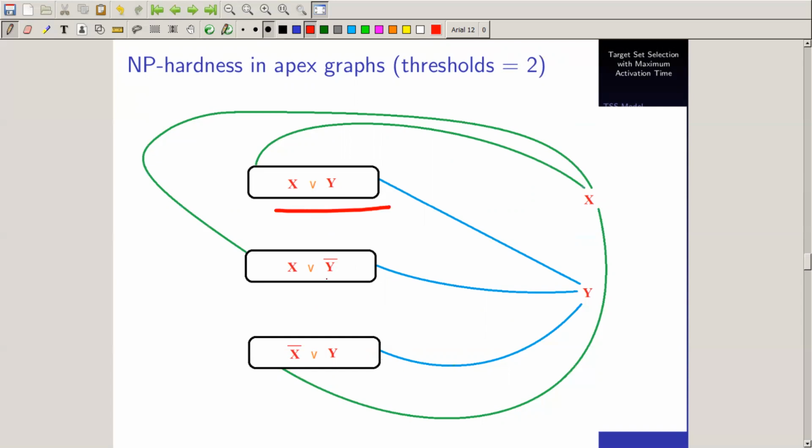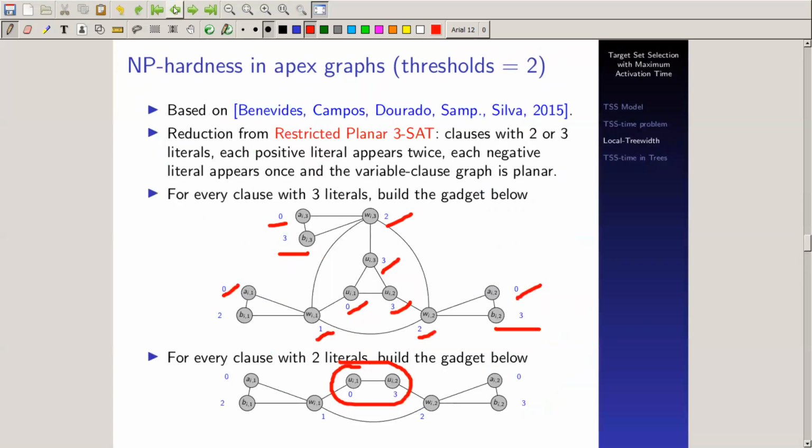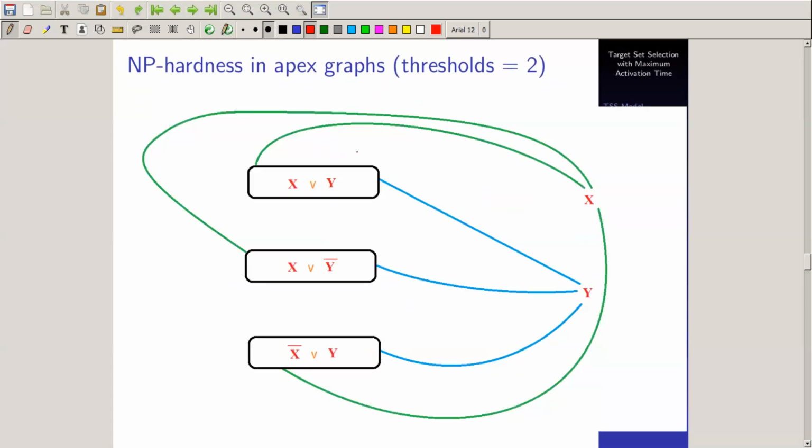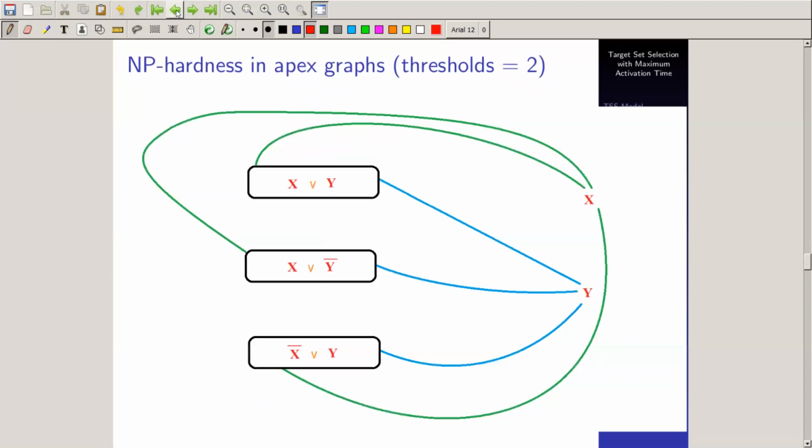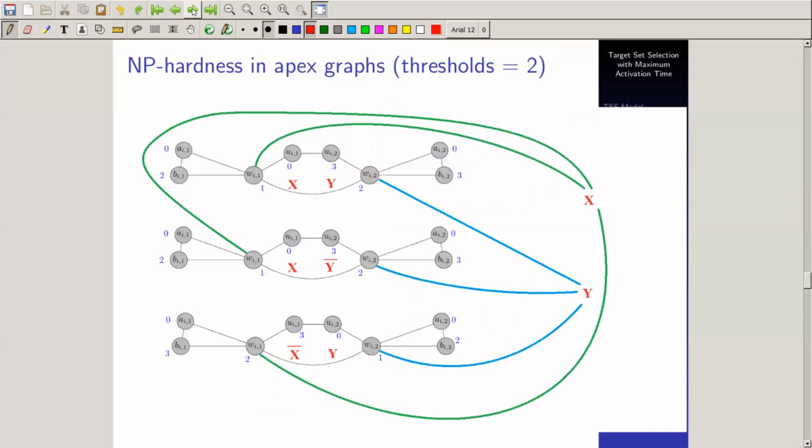So each clause is a vertex in this graph, and each variable is a vertex. We join the variable vertex with a clause if the variable is in that clause. Okay, so the variable-clause graph is planar. Then replacing the clause vertex by the gadget, we also have a planar graph.